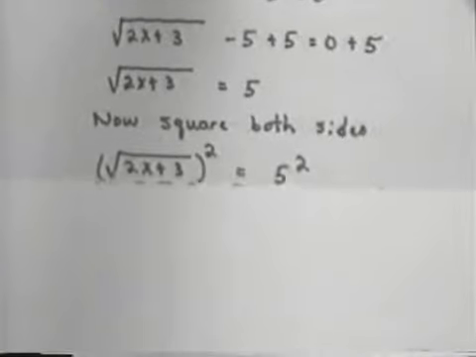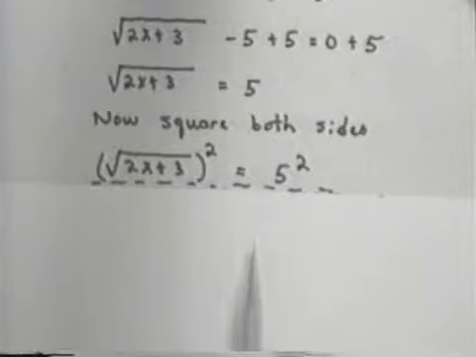Now I can square both sides. If I square the left, I get the square root of 2x plus 3 quantity squared. And if I square the right, I get 5 squared. So I have followed the golden rule of equations, which says do unto one side as one does unto the other. So I squared the left, therefore I must square the right. Now when I square the left, I will simply eliminate the radical. Now let me show you why. The square root of 2x plus 3 can actually be written as 2x plus 3 to the 1/2.